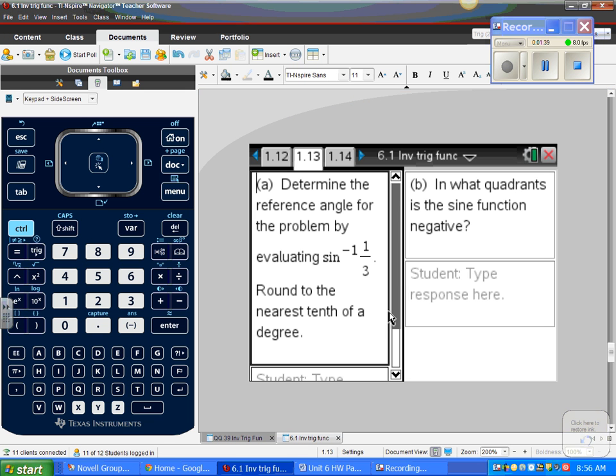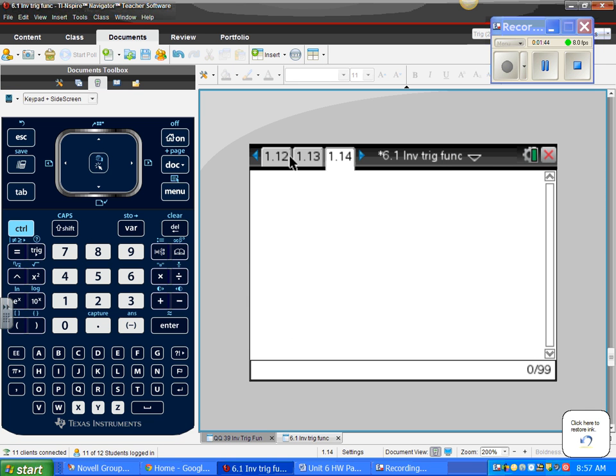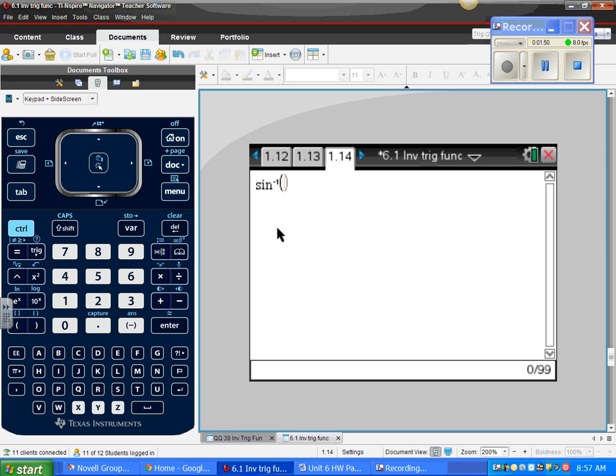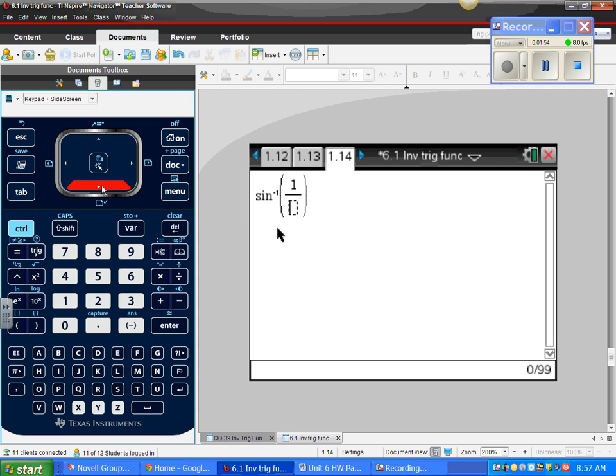Okay, so sine inverse of 1/3 is what we want to do. I'm going to insert a calculator page. And we're going to hit trig, sine inverse, and we're going to put in 1/3. And we get approximately 19.5.